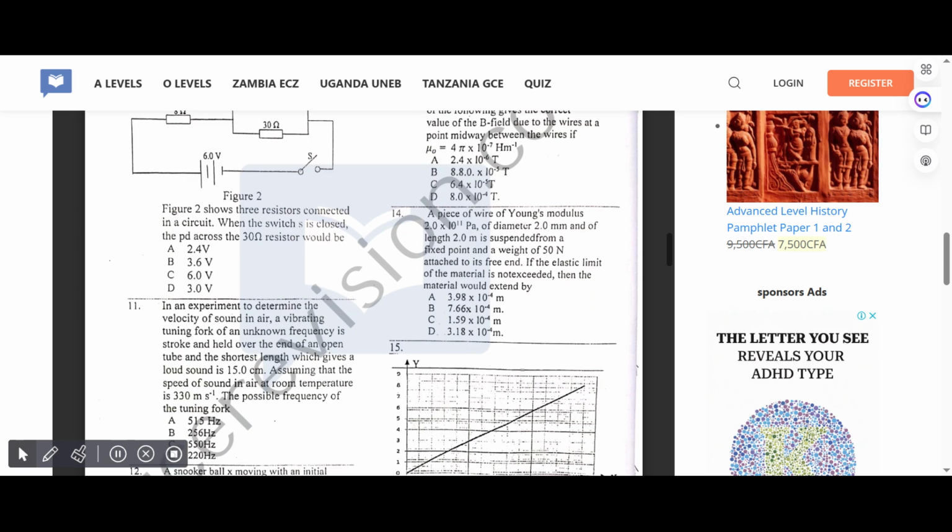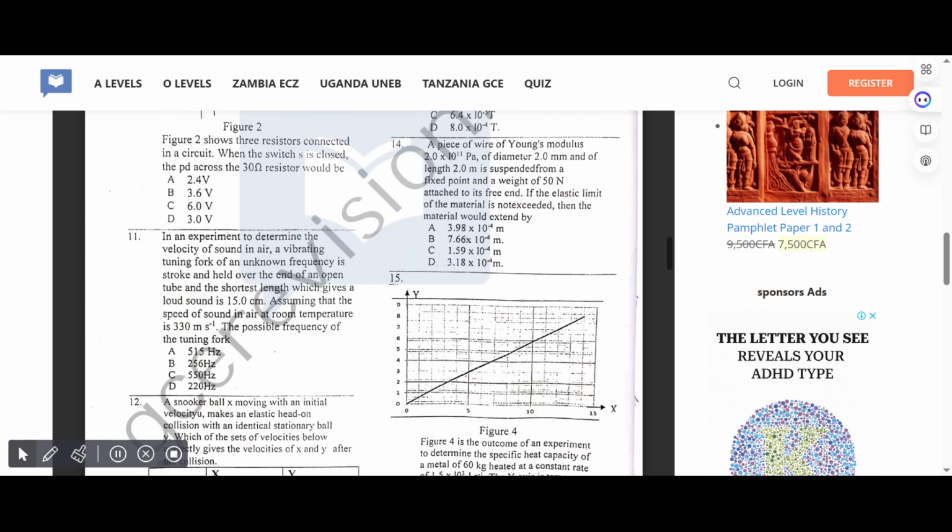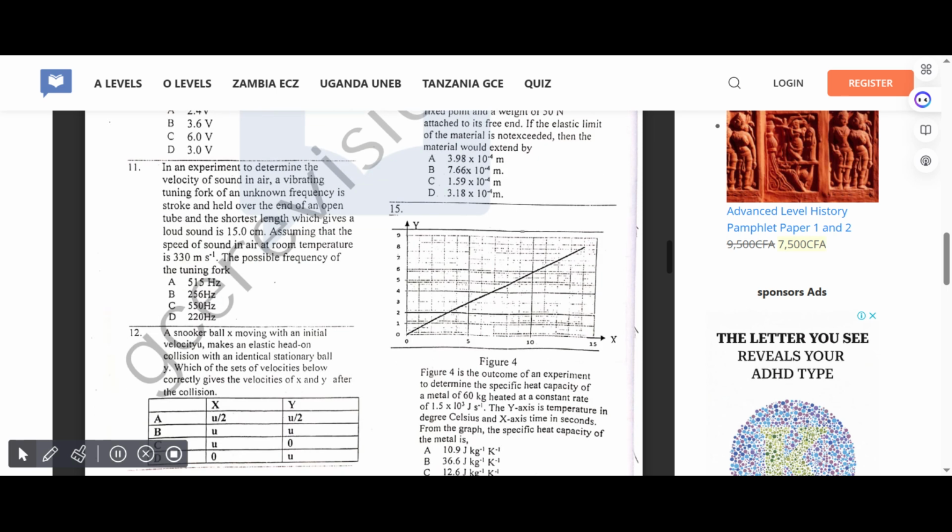A piece of wire of Young's modulus... and diameter... is suspended from a fixed point and a weight of 50 N attached to its end. If the elastic limit of the material is non-existing, then the material will extend by... Correct answer for 14 is C.